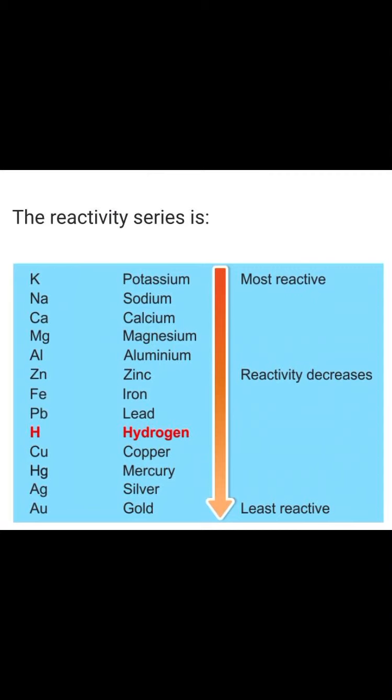Okay. In the reactivity series, you can see there are many metals arranged in the order of their reactivity. Firstly, you can see there is potassium, sodium, calcium, magnesium, aluminium, zinc, iron, lead, hydrogen, copper, mercury, silver and gold. I discussed all the symbols with you. So see this picture carefully: potassium is the most reactive, at the top, and as we move down in this series the reactivity decreases.